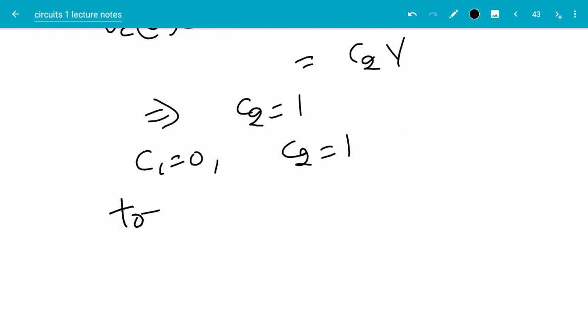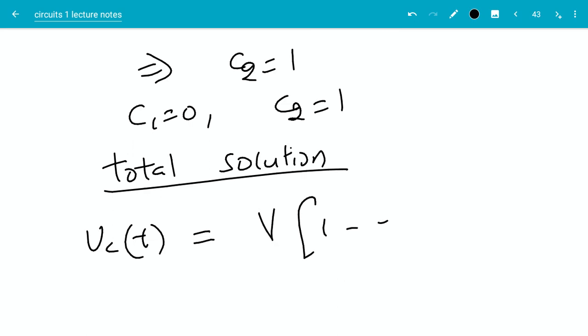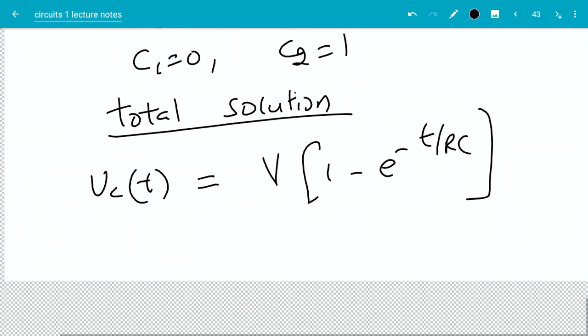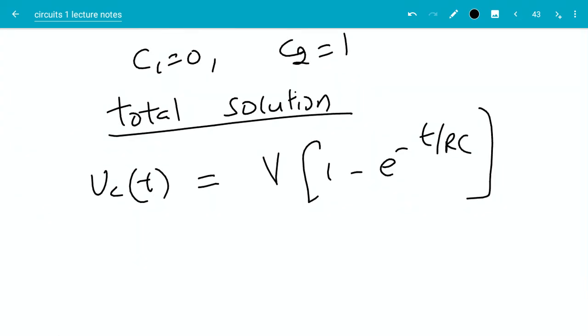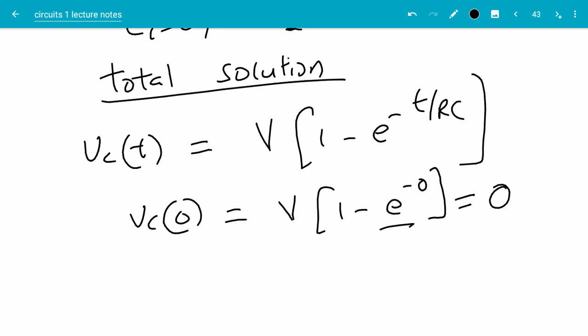Therefore, the total solution for my voltage Vc of t is equal to capital V times 1 minus e to the minus t over RC. Okay, so now let's see if our initial and final conditions are satisfied, right? So Vc of 0 will be equal to V times 1 minus e to the minus 0. e to the minus 0 is 1, so this will be equal to 0, which satisfies what we know about the capacitor.